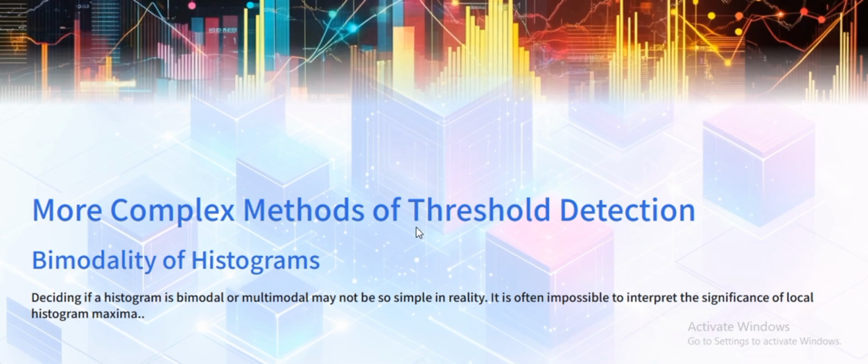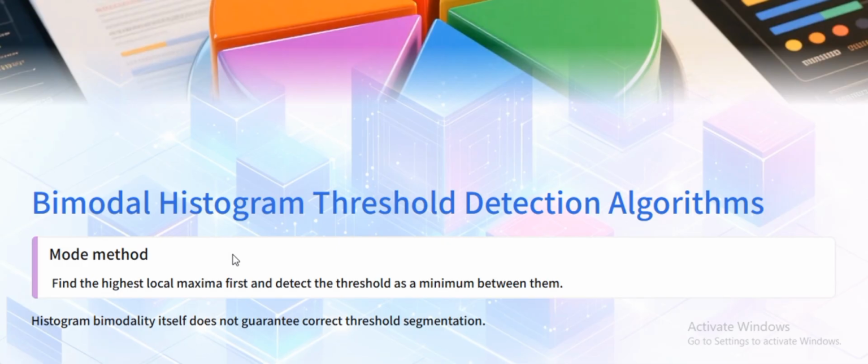Next is more complex methods of threshold reduction. Apart from bimodal and multimodal, there are many types of models that we are going to discuss now. To decide if a histogram is bimodal or multimodal may not be so simple in reality. It is often impossible to interpret the significance of local histogram maxima. That is, we cannot determine which type of model can be applied in order to segregate the images. So, we have to discuss other types of histogram maximum values which can be used for choosing the exact threshold value.